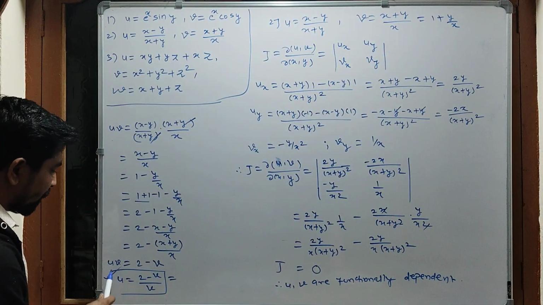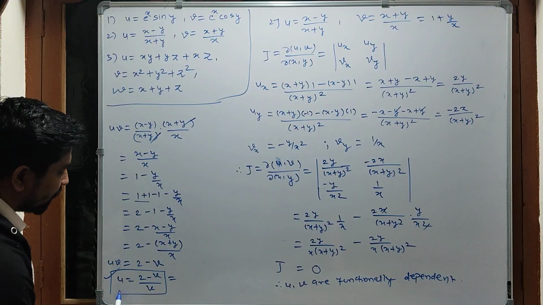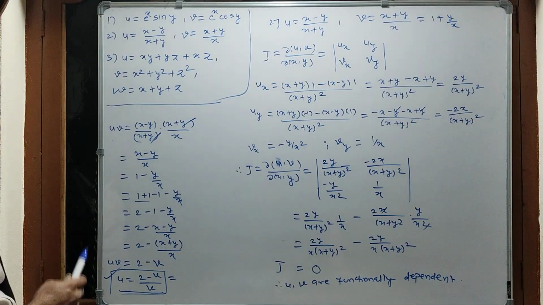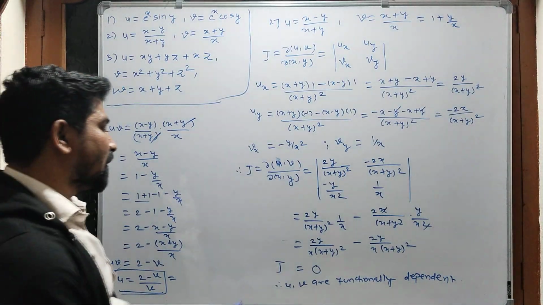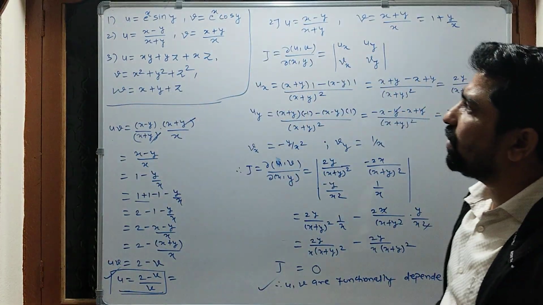So 2 minus v. Therefore uv equals 2 minus v, and u equals (2 minus v) by v. This is my relation between the functions u and v, because they are functionally dependent. So here this is the relation.